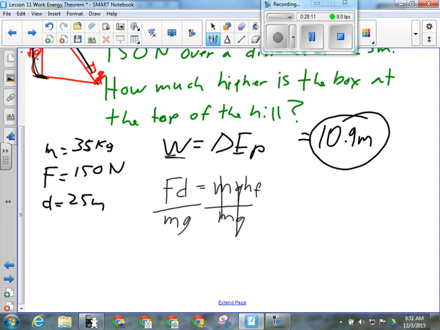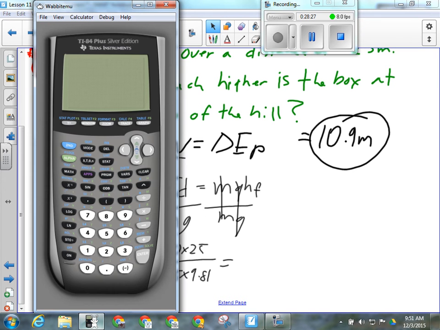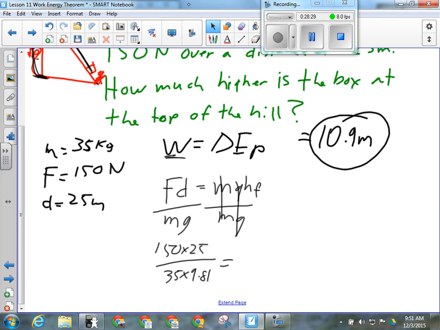All right, so all I have to do then is use my 150 newtons times 25 meters, the length of the ramp, divided by, what was the mass of this thing? 35 kilograms times 9.81. Okay, so that should come out to 10.9 meters when we do that.